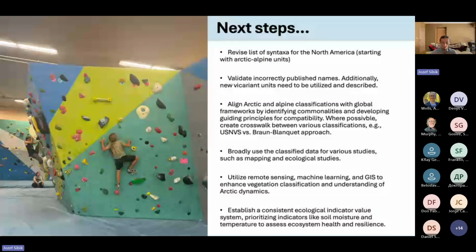And of course, there is big potential of using remote sensing, machine learning, and GIS techniques for analyzing vegetation and mapping, monitoring ecosystems. And of course, we can also establish consistent ecological indicator value systems that can help us to create or monitor health and resilience of each ecosystem.